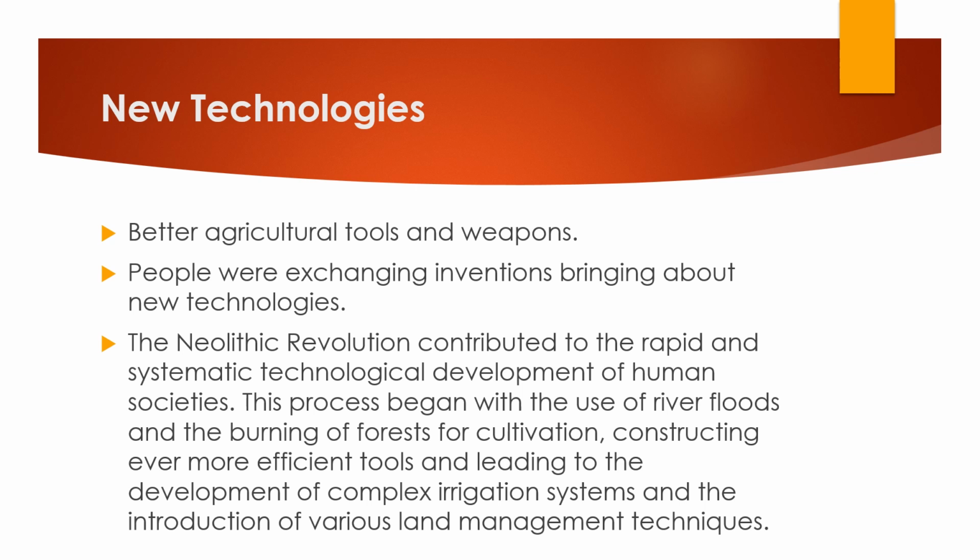Then we have the emergence of new technologies. There are better agricultural tools and weapons. People were exchanging inventions, bringing about new technologies. So the Neolithic revolution contributed to the rapid and systematic technological development of human societies. This process began with the use of river floods and burning of forests for cultivation, constructing ever more efficient tools and leading to the development of complex irrigation systems and the introduction of various land management techniques.